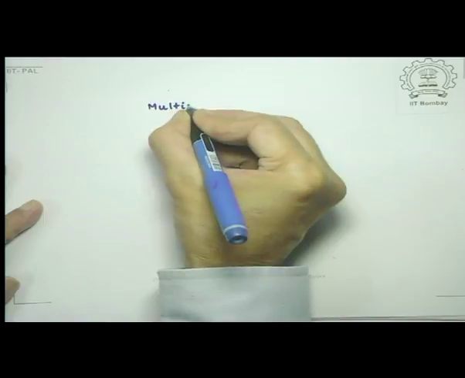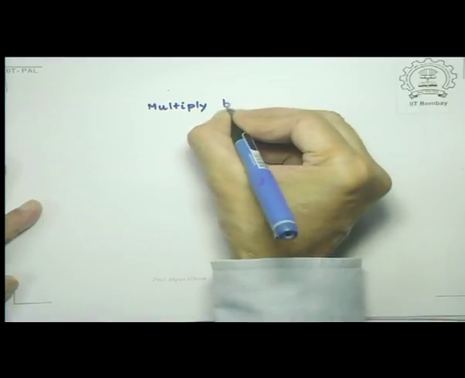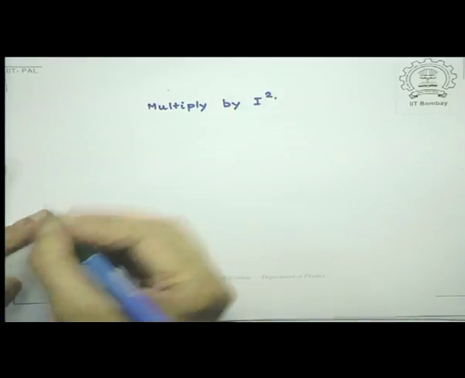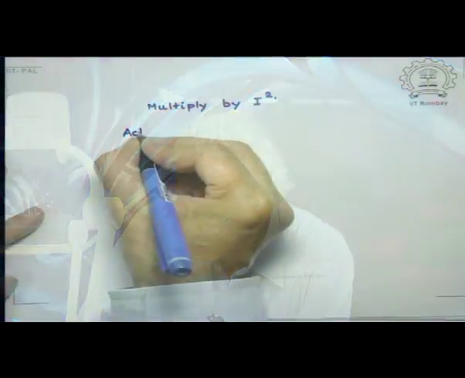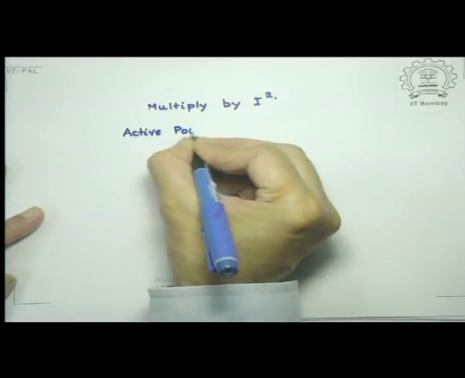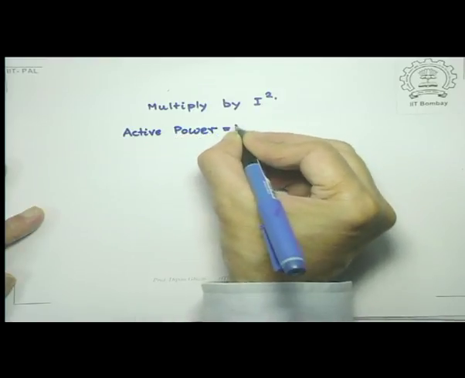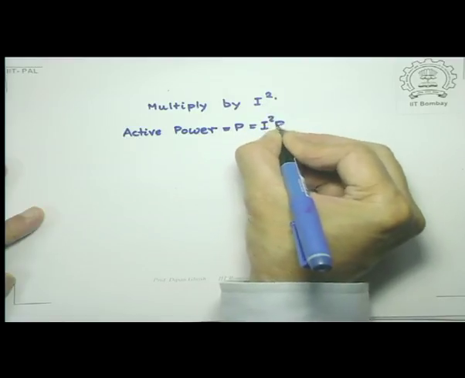Now suppose I multiply the three sides of this impedance triangle by I square. Let's see what type of things I get. So firstly, when I multiply the resistance arm by I square, I get I square R, which we have called the active power. So active power I will represent by P, and that's equal to I square R, which is measured in watts.